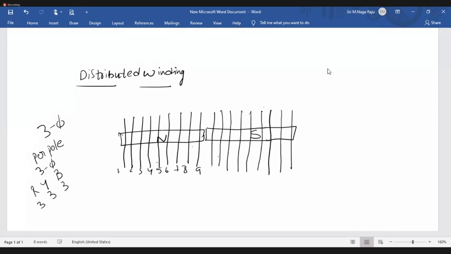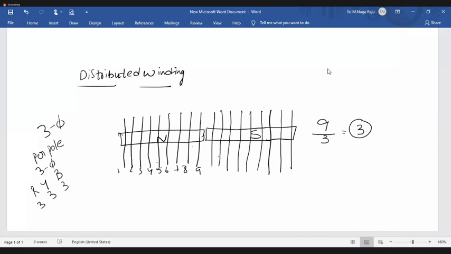Okay. So the number of slots per pole per phase is how much in this case? For example, what are the total number of slots in this North Pole we have? 9 slots. Yes, number of slots per pole. Per pole means one pole. Per phase, how many phases? 3. So number of slots per pole per phase equal to 3.